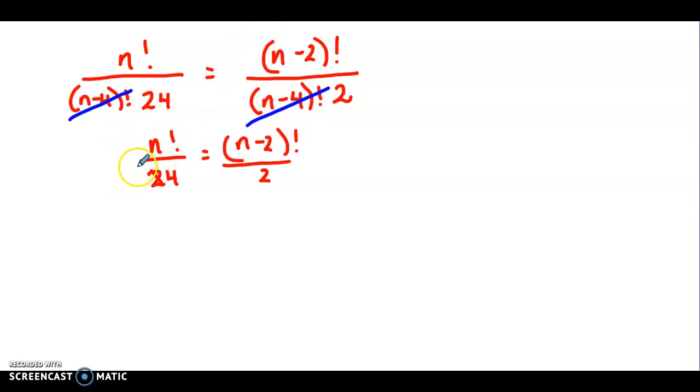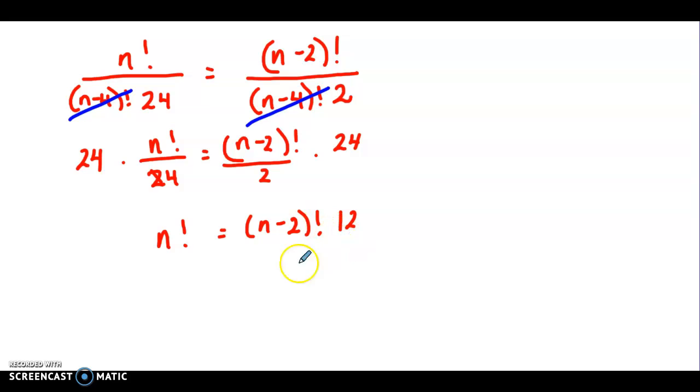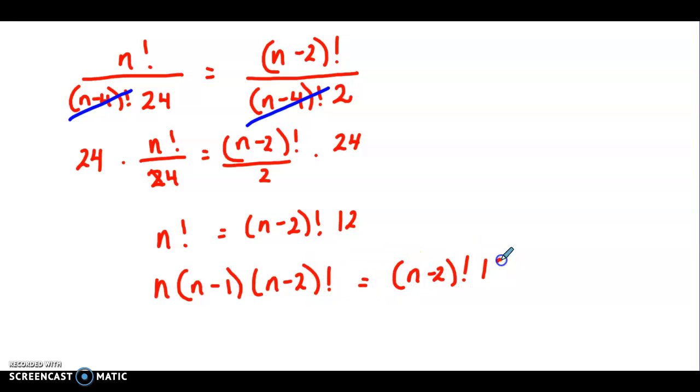We can multiply both sides by 24 to get rid of the denominator. So we have n factorial equals n minus 2 factorial times 12. 24 divided by 2 is 12. We can rewrite n factorial as n times n minus 1 times n minus 2 factorial. Again, n minus 2 factorial on either side can cancel each other out. We have n times n minus 1 equals 12 remaining.